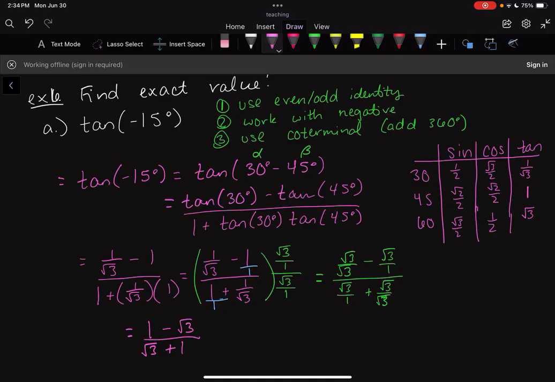Now we're not finished because we still need to get the radical out of the denominator. To do that, you have to multiply by the conjugate. I reviewed the conjugate in 3.2, so root 3 minus 1 would be the conjugate. So this becomes 1 minus root 3 times root 3 minus 1, divided by root 3 plus 1 times root 3 minus 1.